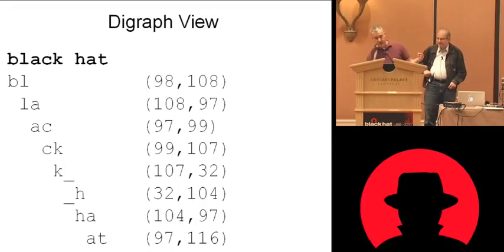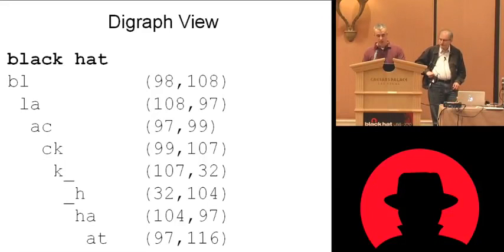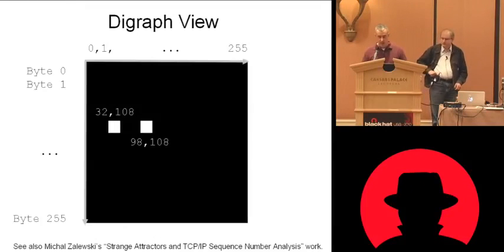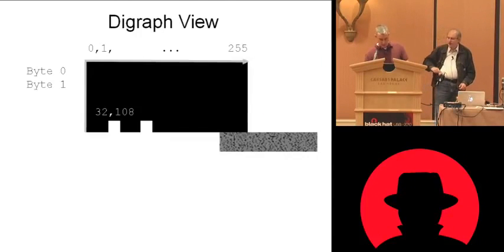Thinking about that, if you take the word black hat, the digraphs are the first two letters, BL. The next digraph is LA. The next digraph is AC. And BL, lowercase bl, is 98 and 108 in US ASCII. And then LA is 108, 97. So you get these pairings, these pairs of values. And by plotting these pairs of values, you gain a quick insight into the contents of a given file or a sliding window within a file. And that's what we do, which we'll get to in a second.